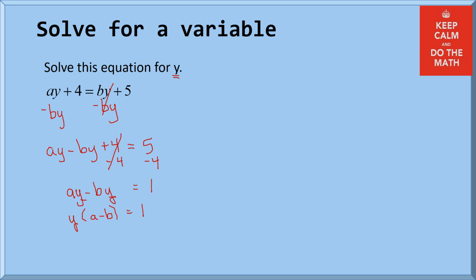So to simply get y by itself, I need to divide by whatever number is in front of y. In this case, my number is made up of the expression a minus b. So I'm going to divide both sides by the expression a minus b. So now this side is 1y, and the other side I just simply write as is 1 over the expression a minus b.